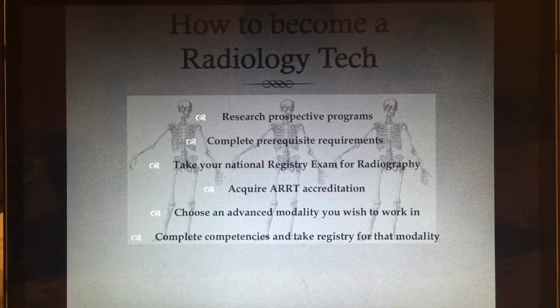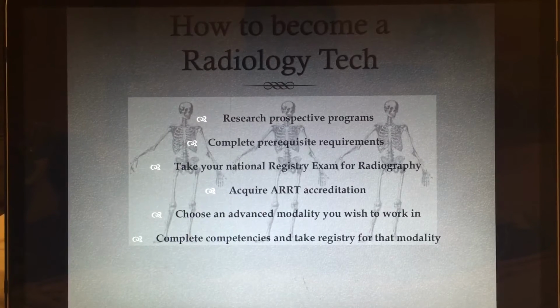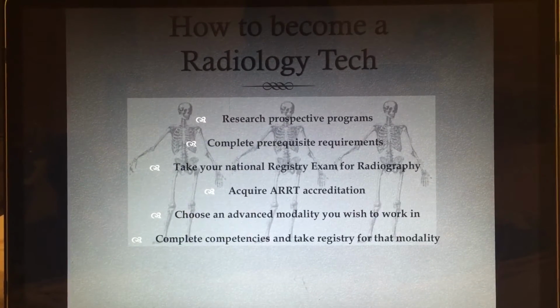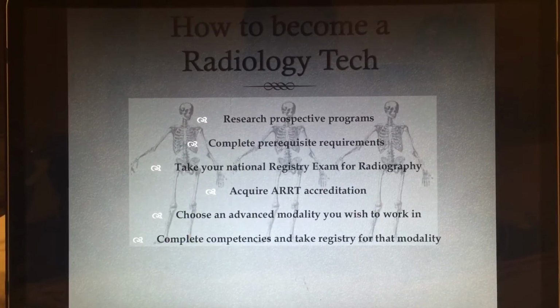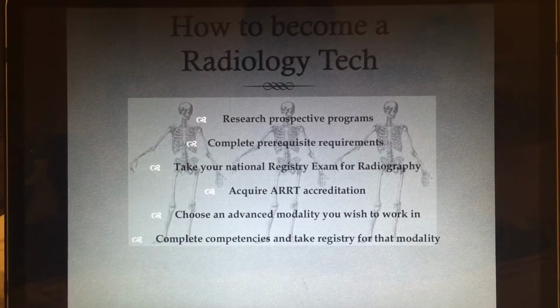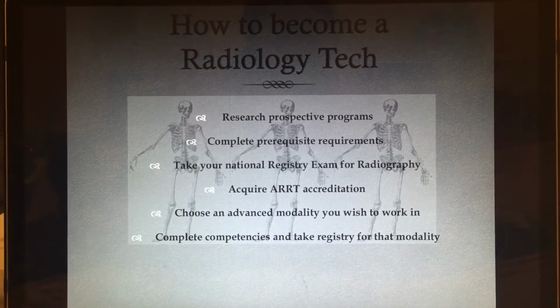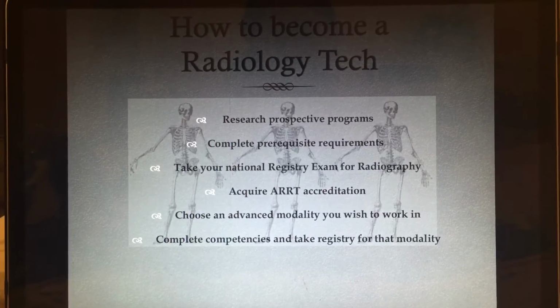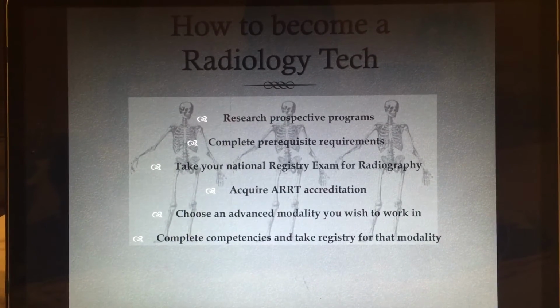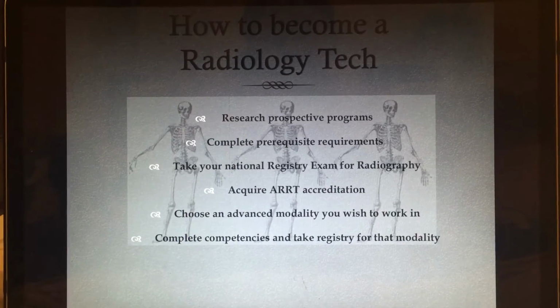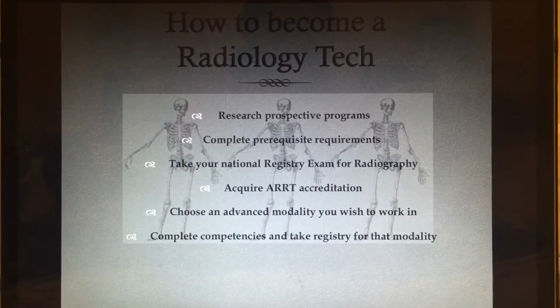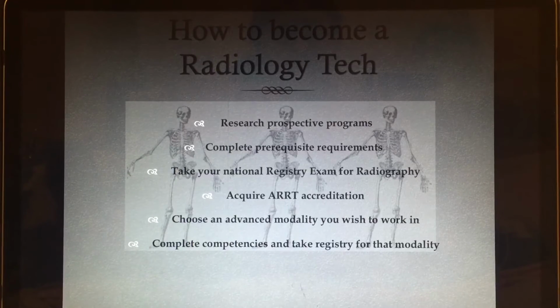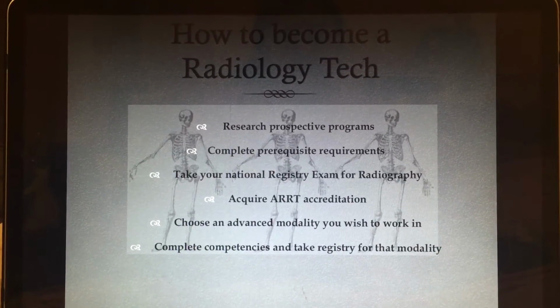Once you've graduated, you must sit for your national registry exam. You must pass in order to be accredited by the American Registry of Radiologic Technologists, better known as the ARRT. Once you receive your accreditation, you can apply for a license to work in your state. If you wish to work in a different modality such as CT, you must be licensed in that. And in order to take the registry exam for a CT, you must first complete the required competencies.